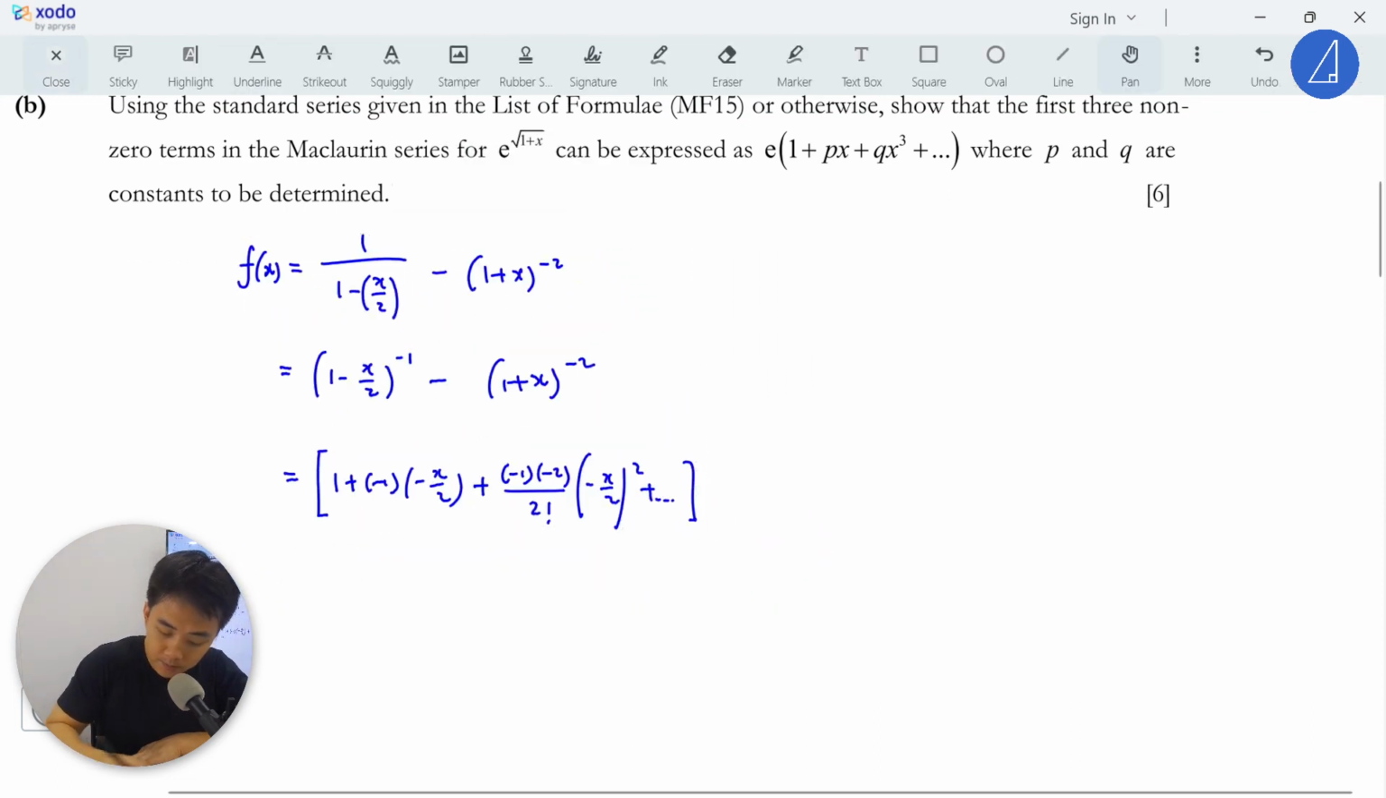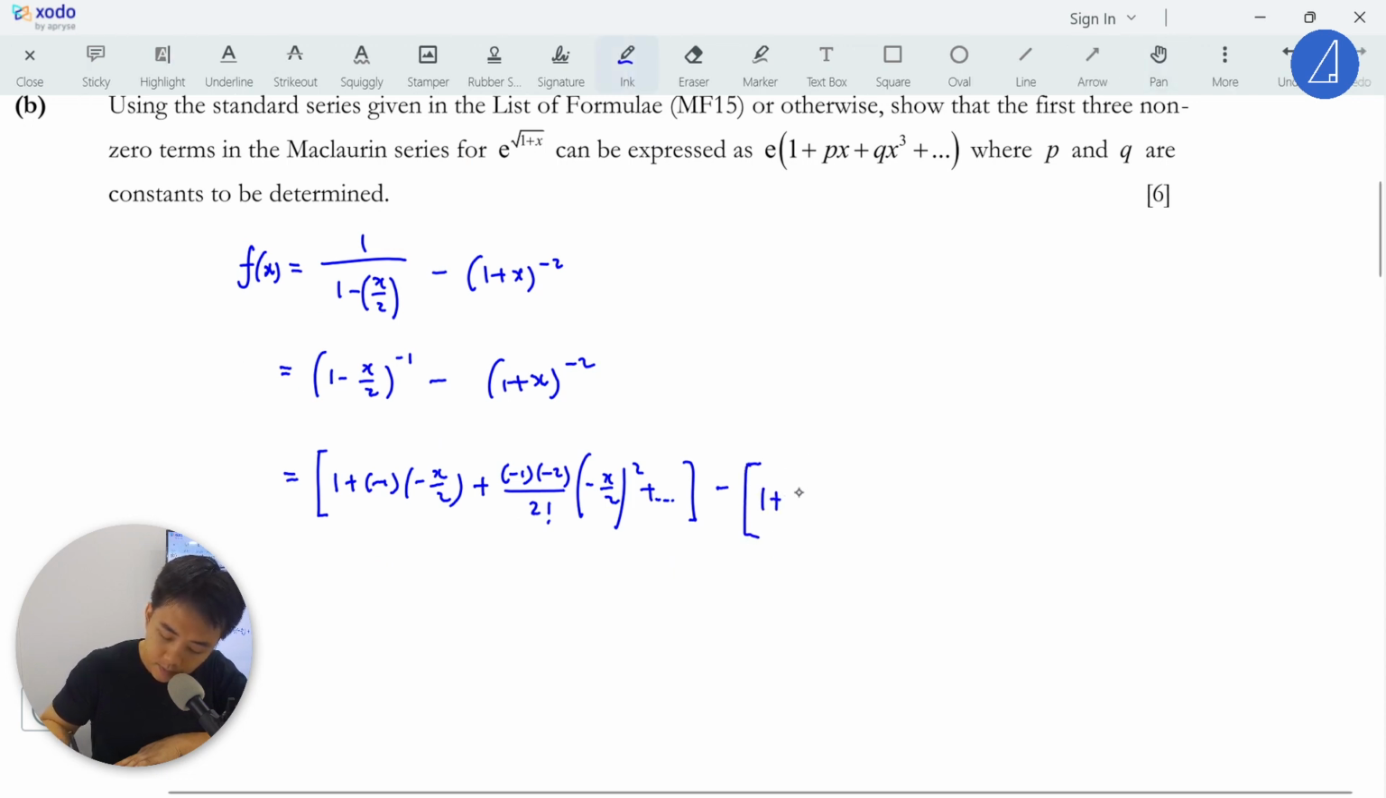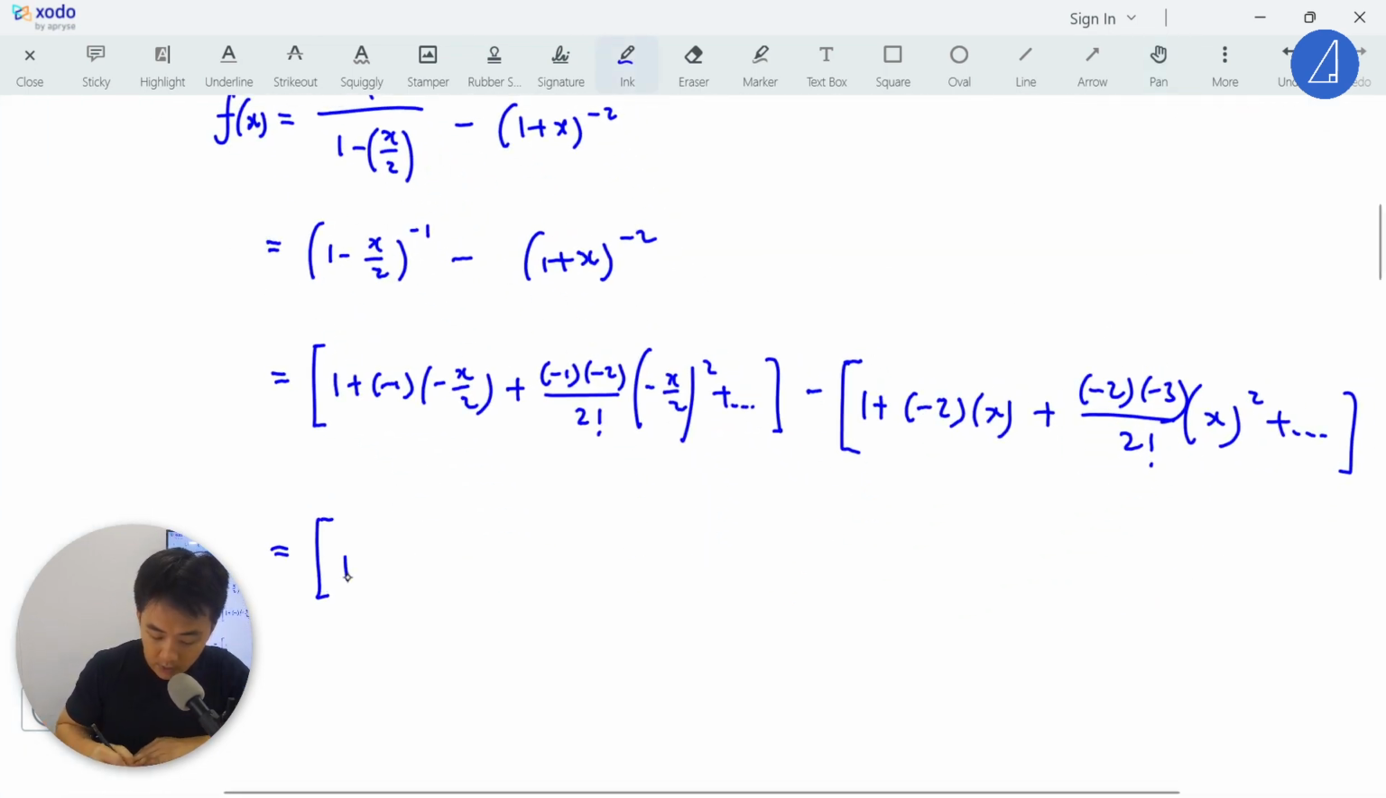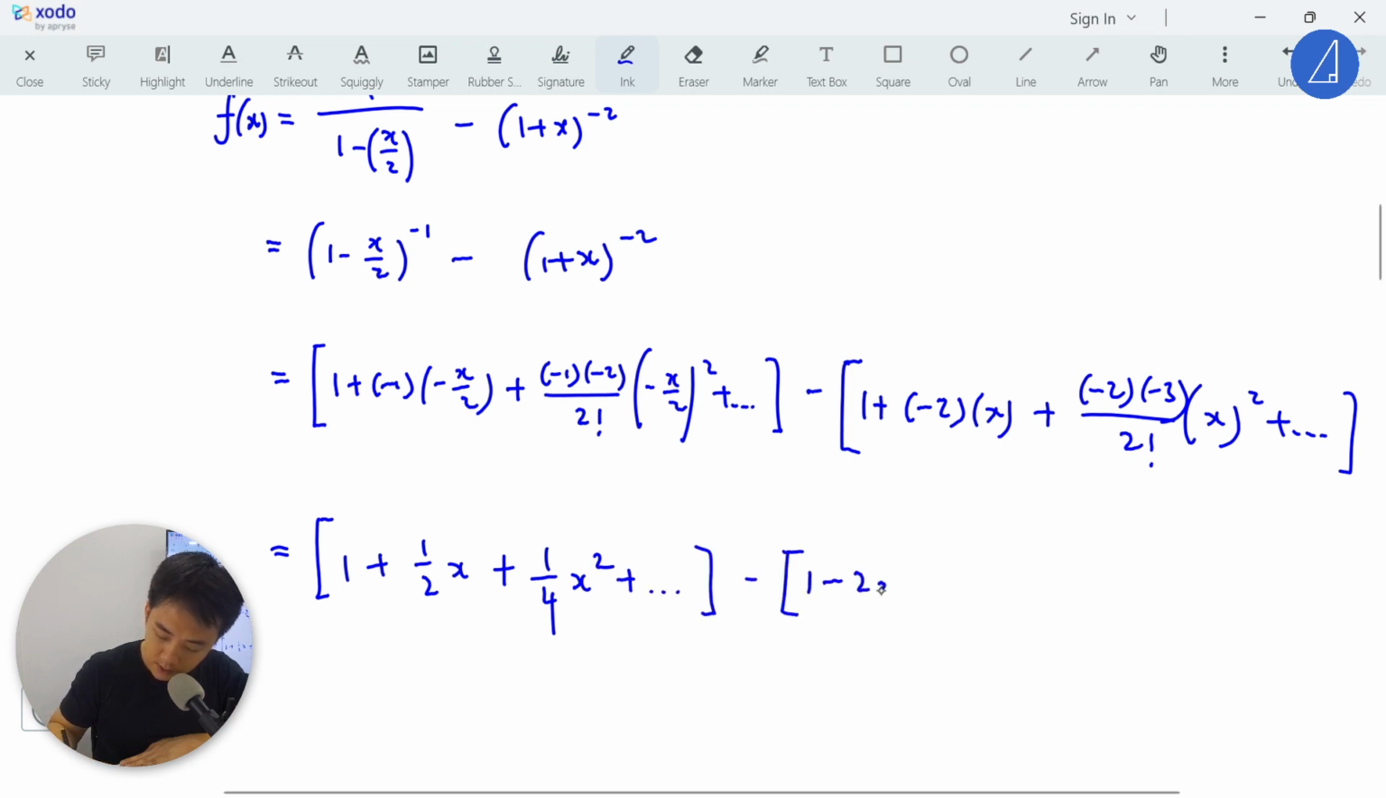Okay, the second part will be then minus of 1 plus minus 2x plus minus 2, minus 3 over 2 factorial x squared. Okay, that's it. So simplify them. So this is x squared over 4, minus of 1 minus 2x plus 3x squared.